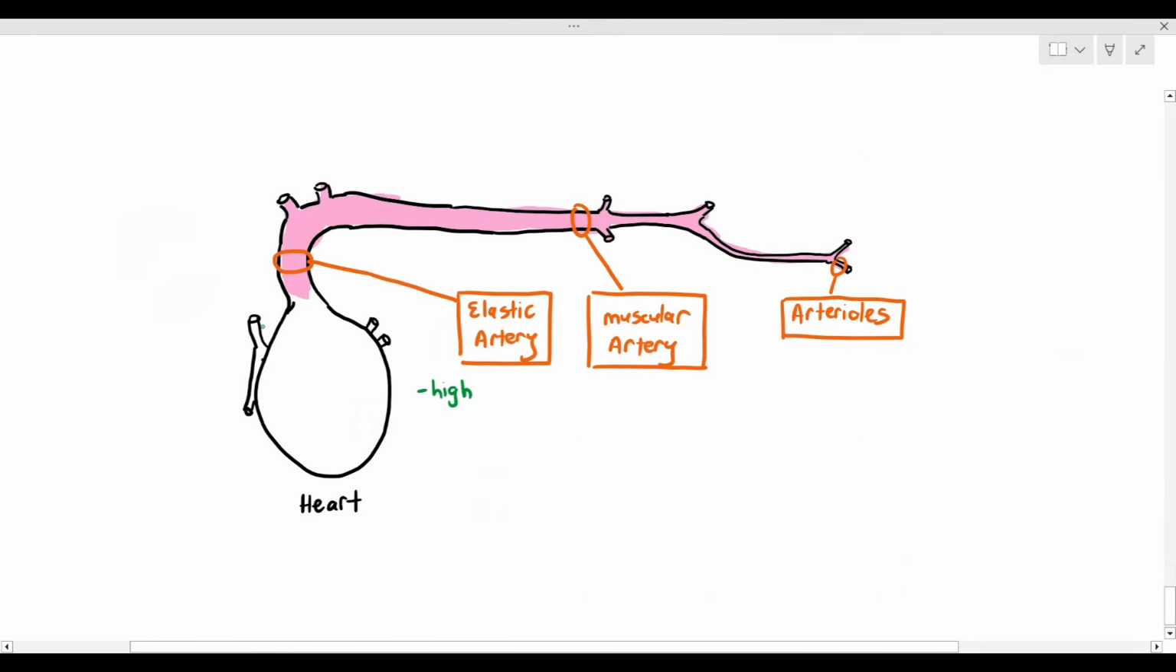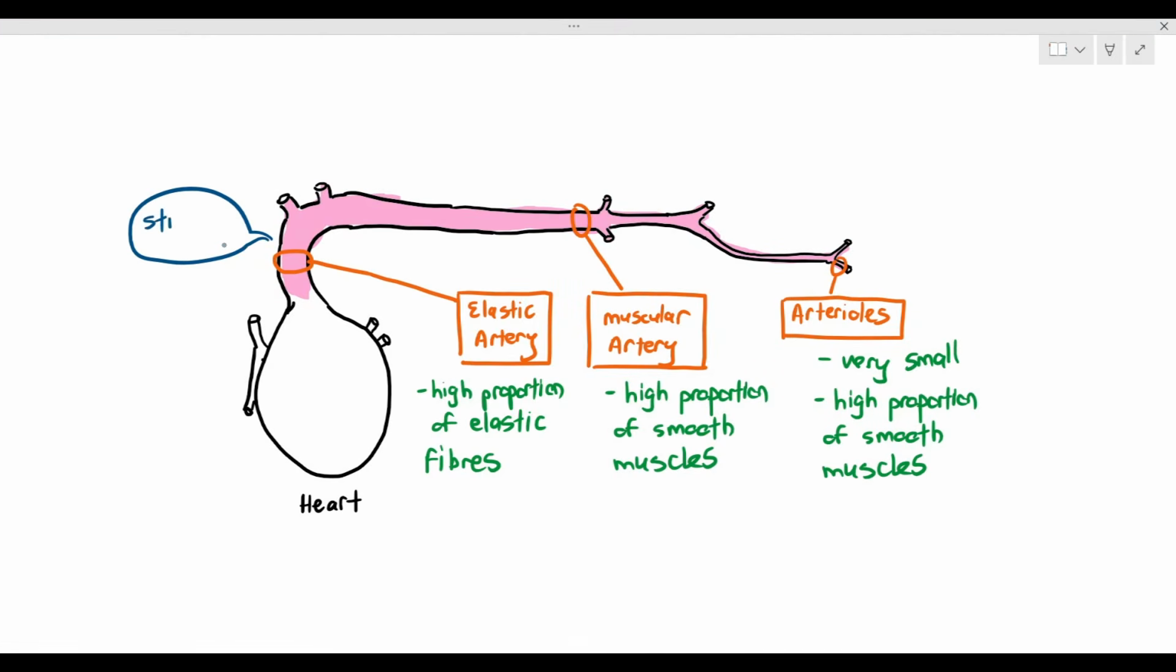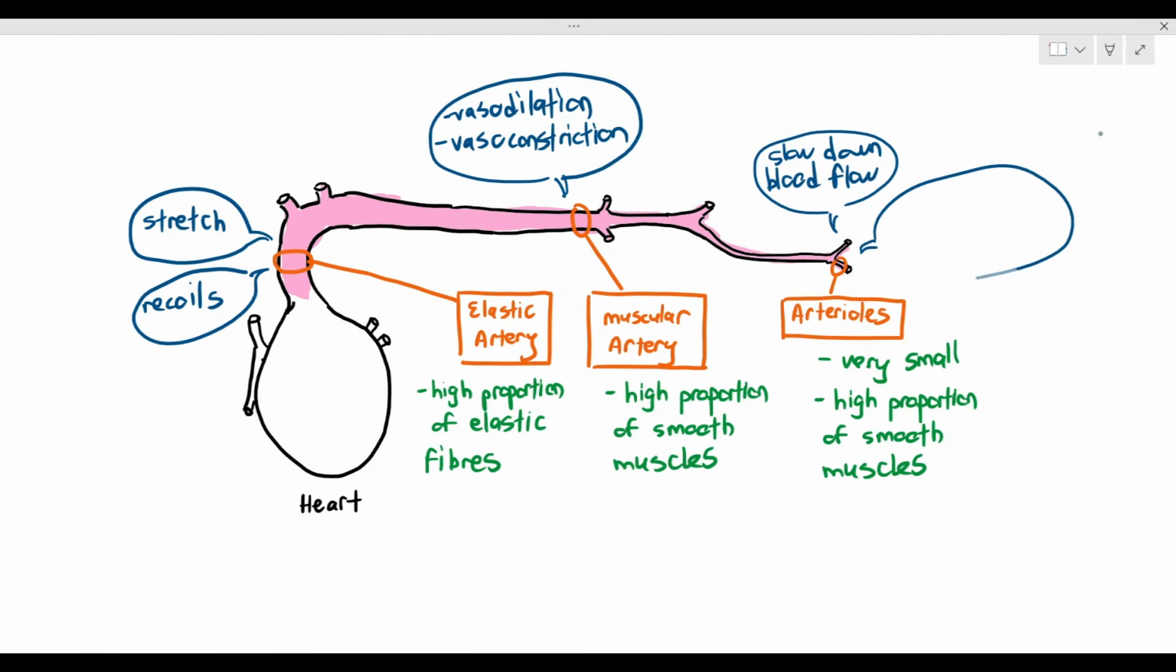So in summary, the elastic artery, which is closest to the heart, has a high proportion of elastic fibers. Muscular arteries, which are slightly further away from the heart, have a higher proportion of smooth muscles and lower proportion of elastic fibers. And arterioles are just very small and they have a high proportion of smooth muscles. The reason why elastic artery needs to have a high proportion of elastic fiber is so that it can stretch and recoil. Muscular arteries mostly do vasodilation and vasoconstriction, and arterioles have to be very small, as a reminder, to slow down blood flow, and also they do vasoconstriction and vasodilation.